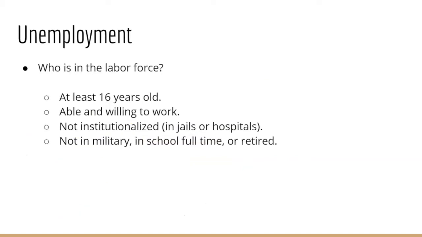And so in that equation, we talked about this idea of a labor force. Who exactly is in the labor force? Well, there are four real groups of people that are considered to be in the labor force, and you have to satisfy all four of these characteristics. One, you have to be at least 16 years old. You have to be at least 16, so that's a pretty cut and dry characteristic. Number two, you have to be both able and willing to work. You can't just be willing and not able, or able and not willing. You have to be both able and willing to be considered part of the labor force.